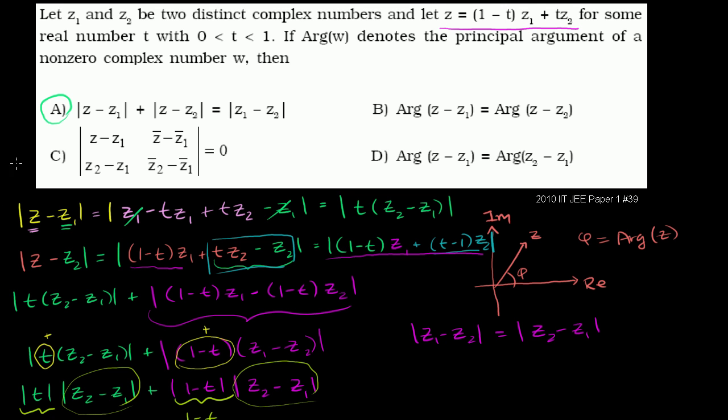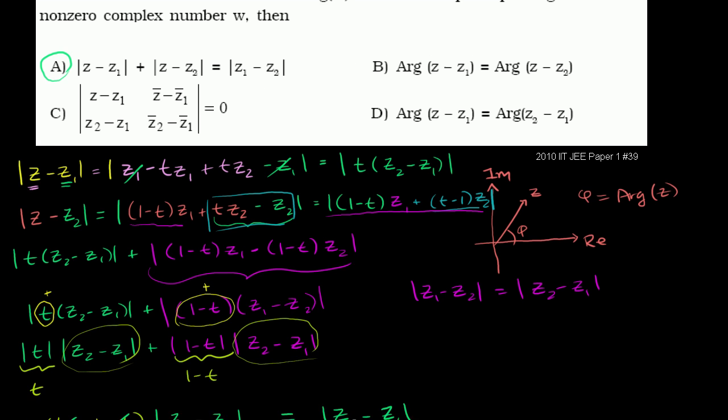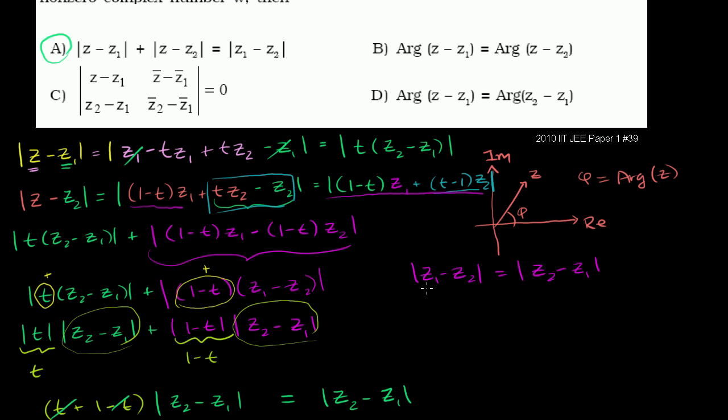In the last video, we saw that choice A is true. Now let's see if B, C, and D are also true. So choice B, they're telling us that the argument, let me rewrite it over here. I'll do it in another color. Choice B is telling us that the argument of z minus z1 is equal to the argument of z minus z2. Now let's think about this a little bit.